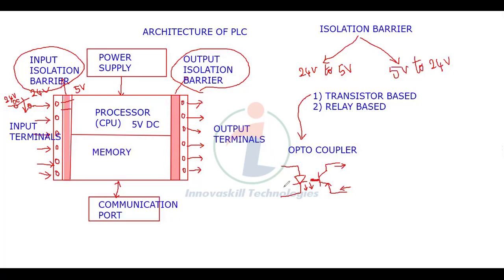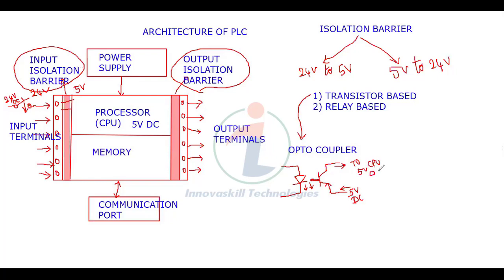So whenever this LED is activated, whatever voltage you are giving here will be received here. Internally inside that PLC, this will be connected to 5 volt DC. There will be some arrangement internally for generating that 5 volt DC, and that will be connected to this terminal. Now whenever this LED is activated, automatically this 5 volt will pass here and be given to the processor or CPU.